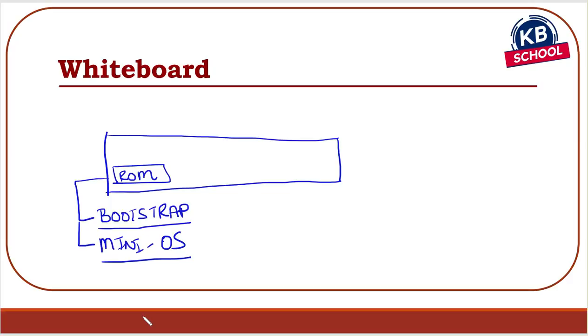Okay, so that's the first component, that is called the ROM, the read-only memory. The other component is just like you have on a PC, which is called RAM.